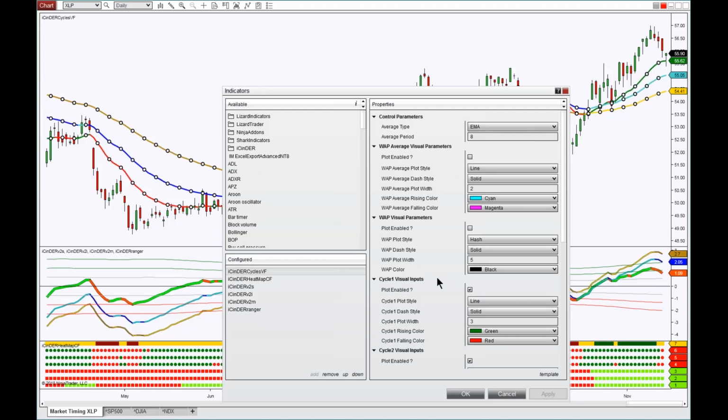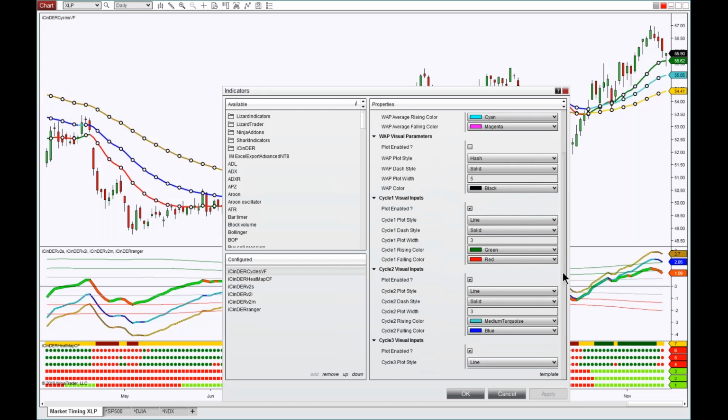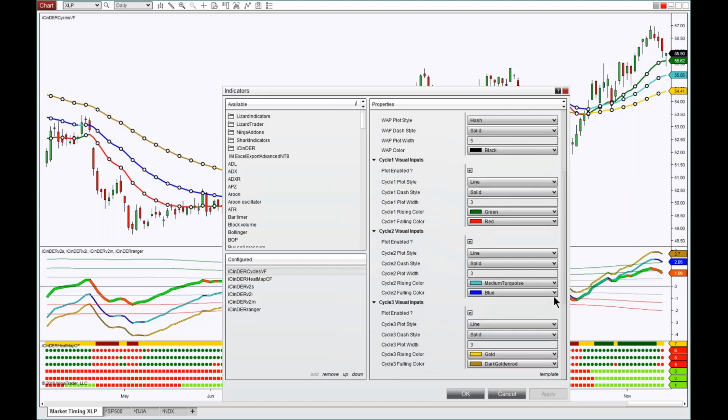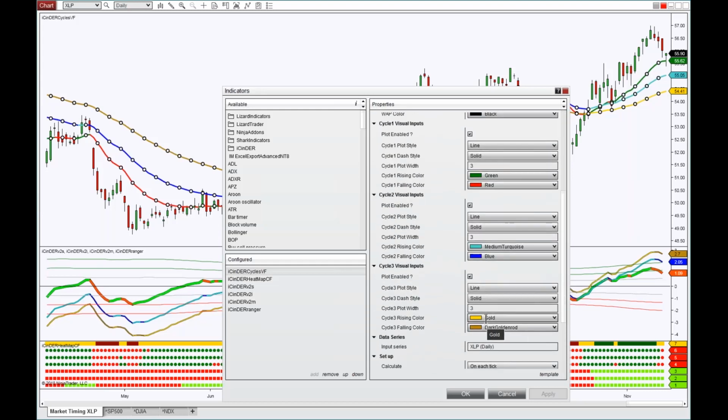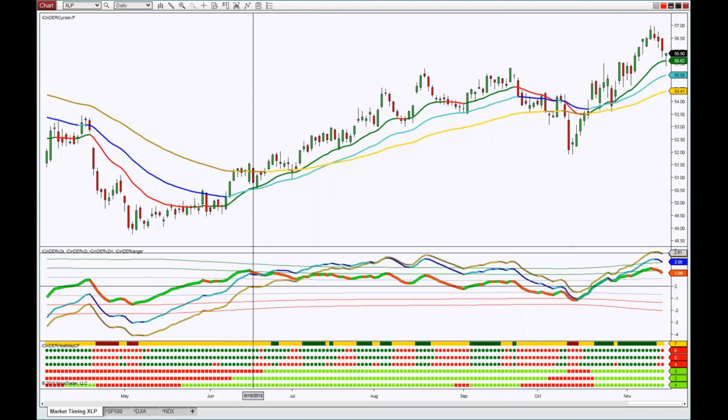There are different things that you can plot. Visual cycle 1 is the minor, and you can change colors and thickness on them. And cycle 3, the gold, is the major cycle. You can turn them on and off. So let's go ahead and show this. So now we have a number of things that we have some inflection points.